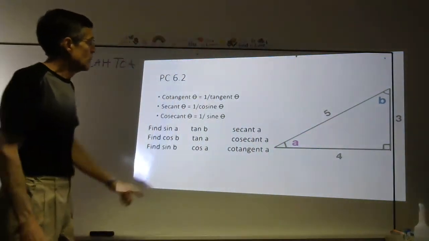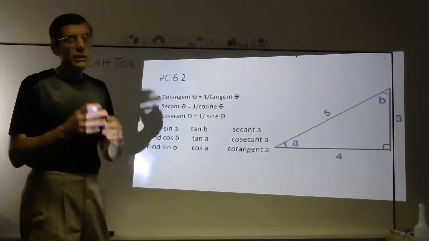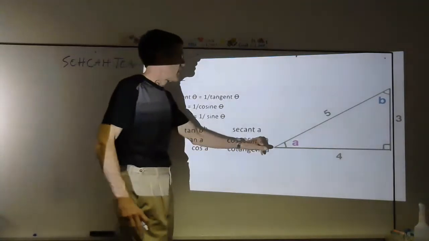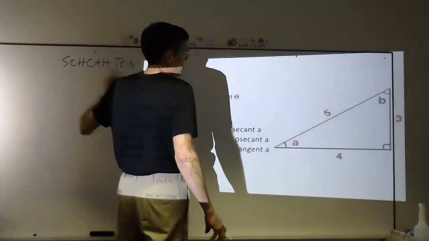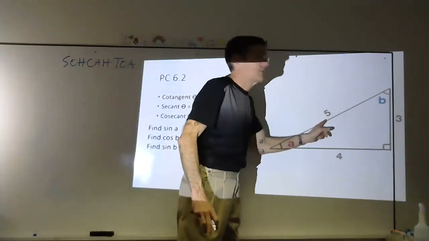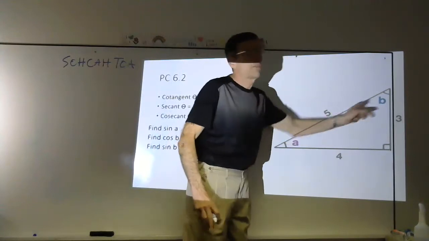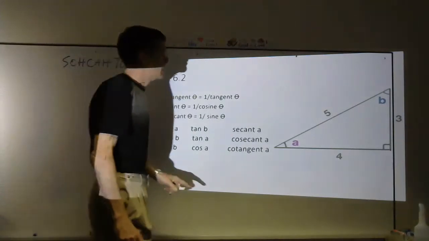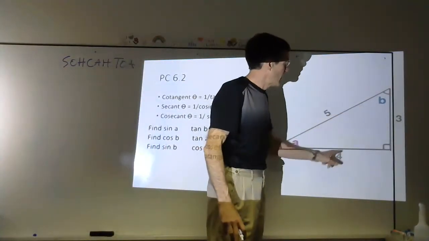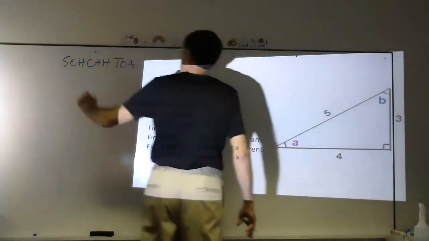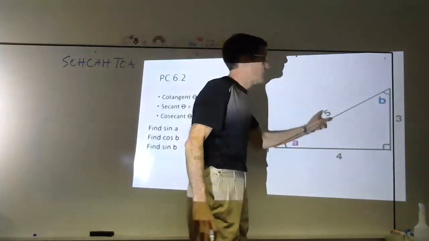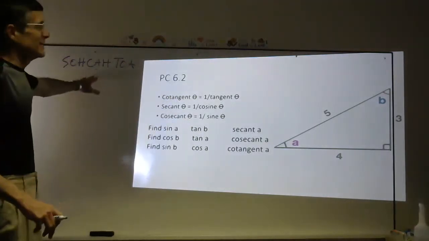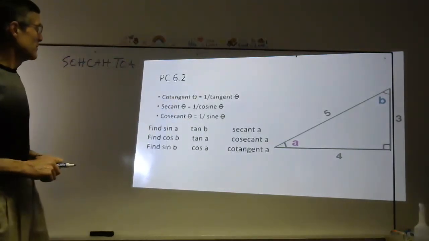Okay? Cosecant of angle A. Cosecant is the reciprocal of sine. All right, so let's do the sine of A. Sine, opposite over hypotenuse, is 3 over 5. So the cosecant is 5 over 3. Okay? Sine of angle B. Sine of angle B is opposite over hypotenuse, 4 over 5. I know I'm going through these quickly. Once you get this down, you'll be able to do them just as fast.